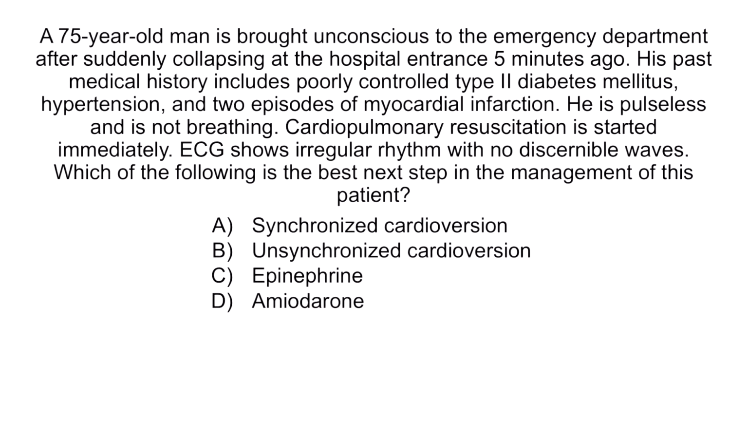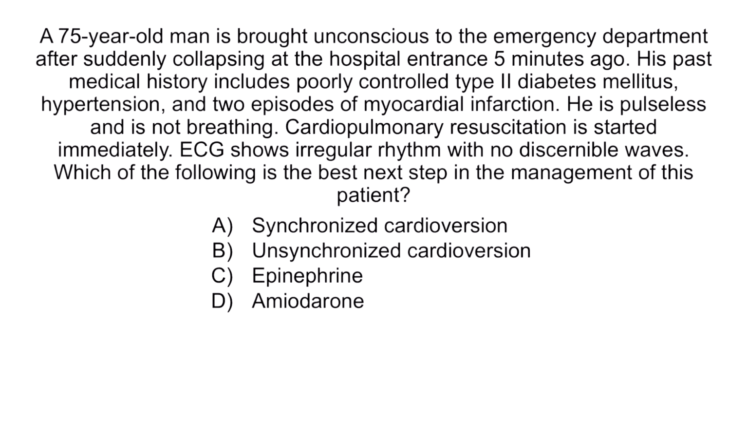Let's end our lecture with a board-style question. A 75-year-old man is brought unconscious to the emergency department after suddenly collapsing at the hospital entrance 5 minutes ago. His past medical history includes poorly controlled type 2 diabetes mellitus, hypertension, and 2 episodes of myocardial infarction. He is pulseless and is not breathing. Cardiopulmonary resuscitation is started immediately. ECG shows irregular rhythm with no discernible waves. Which of the following is the best next step in the management of this patient?